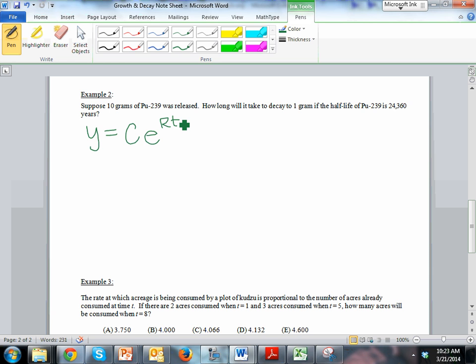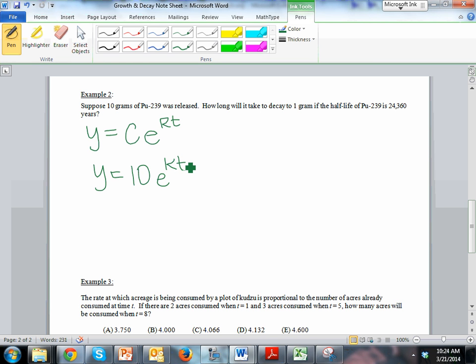In order to figure out when we are going to get to 1 gram, I need an equation. So I need to know C and K. When it says 10 grams are released, what's the time? 0. So our initial amount is 10. So we know that C is 10. Now we need to find K. First of all, is K going to be positive or negative? Negative. How am I going to find K?